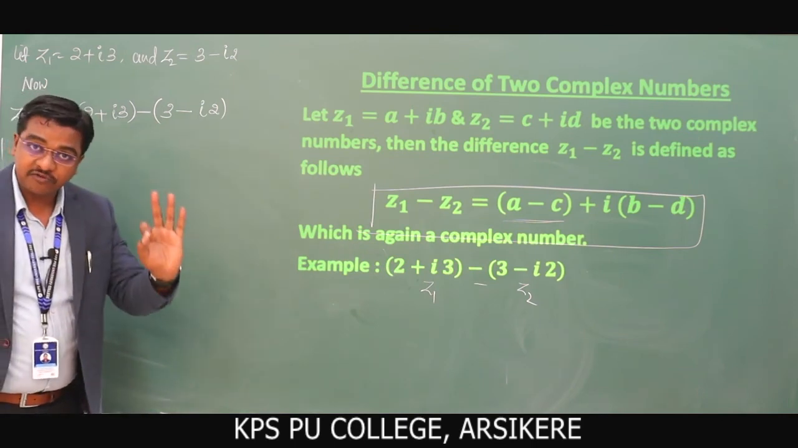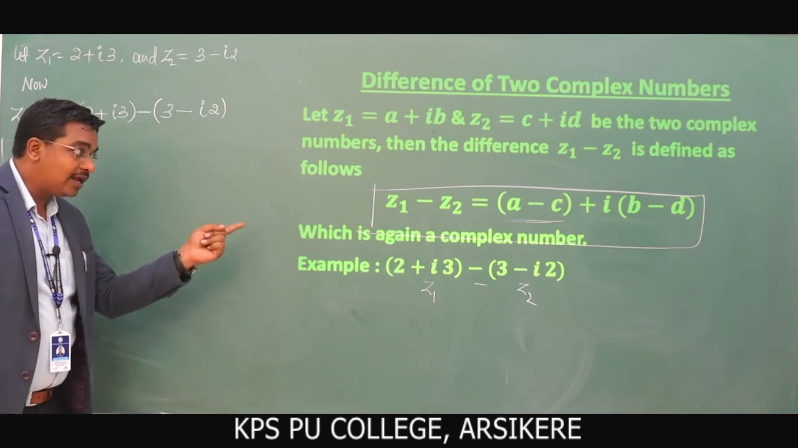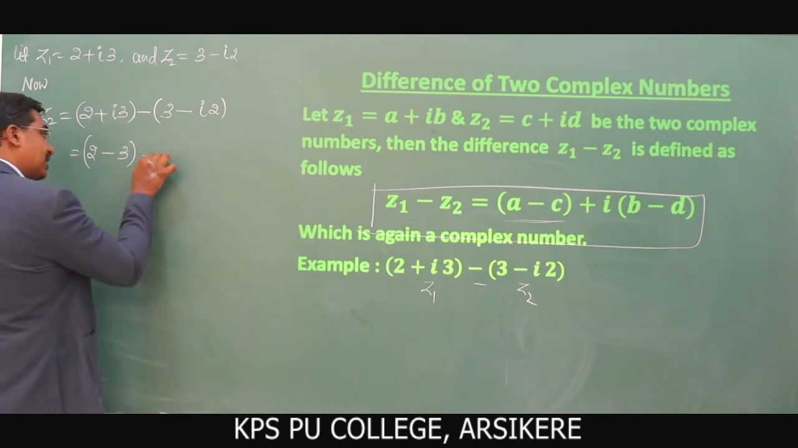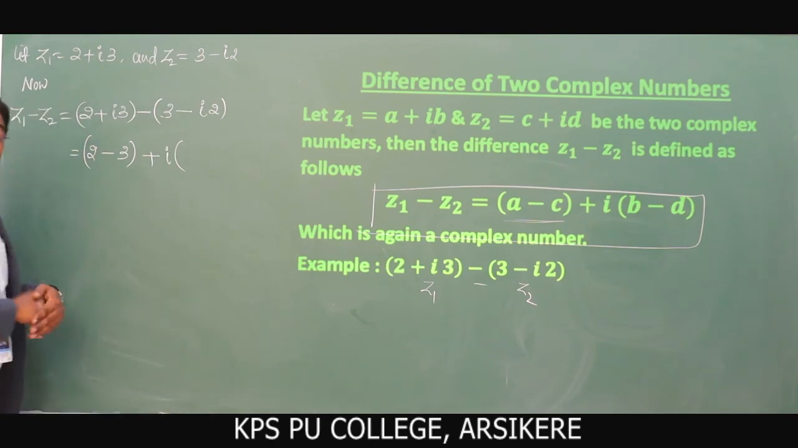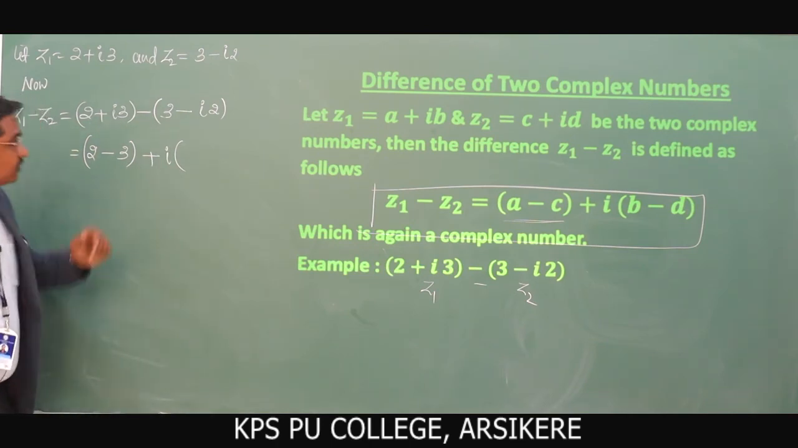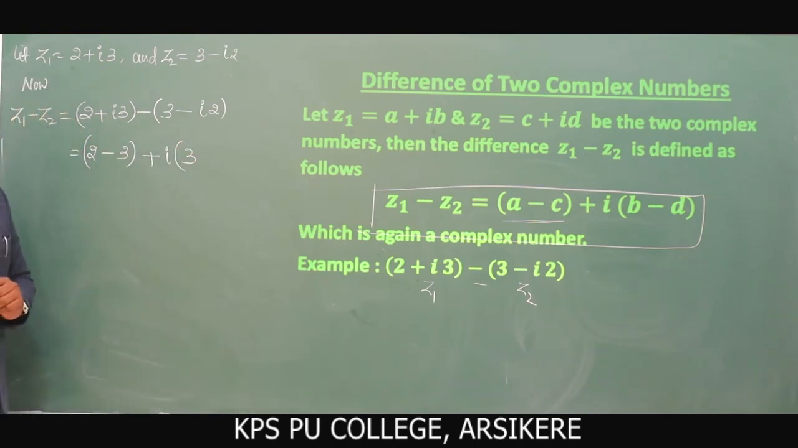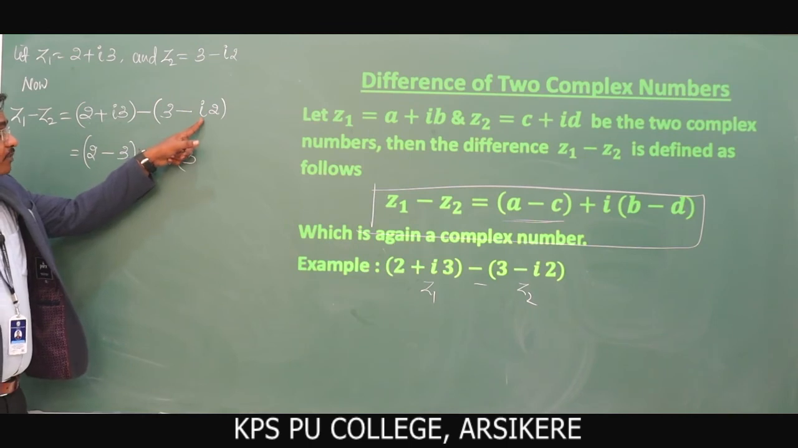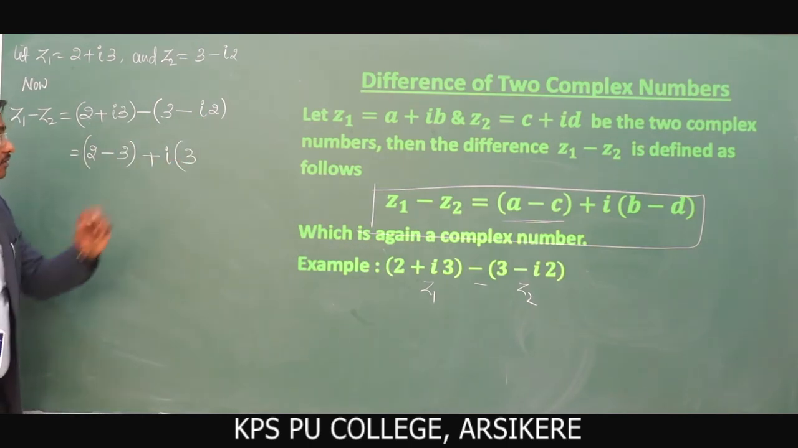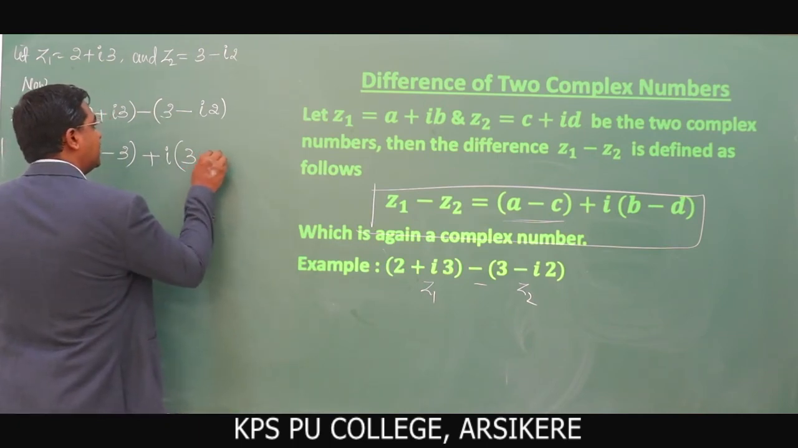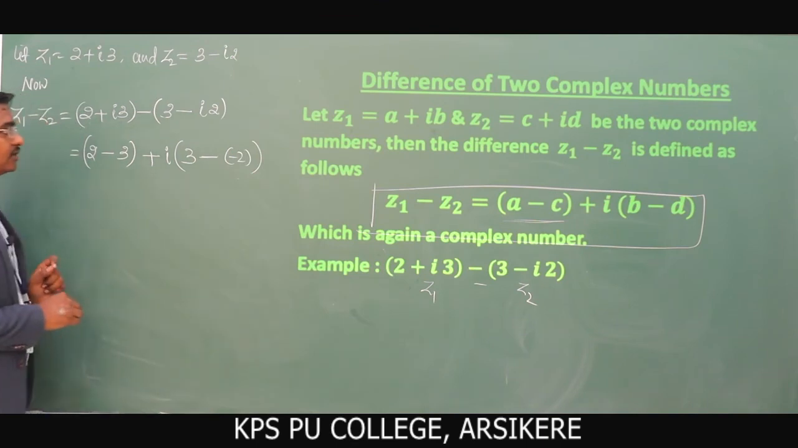So in the case of difference of two complex numbers, here also we follow real part minus real part. What is the real part of Z1? It is 2, minus real part of Z2 which is 3. 2 minus 3 plus I times, now tell me what is the imaginary part of Z1? It is plus 3. Very good. What about the imaginary part of the second number? Look, it is minus 2. This becomes minus of minus 2. Understood, children?